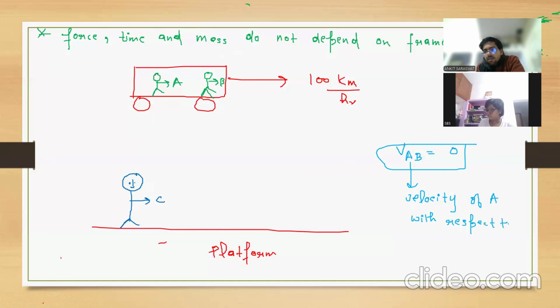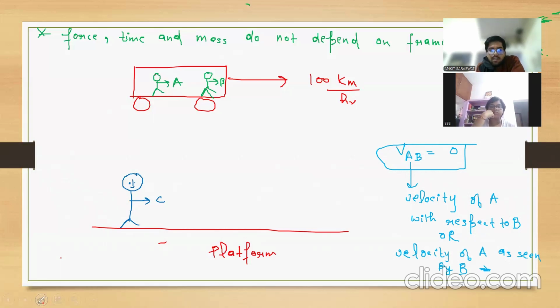Clear? Yes, sir. Meaning is that velocity of A as seen by B. It is, meaning is clear? Yes, sir. Velocity of A as seen by B. So A is the object and B is the observer.